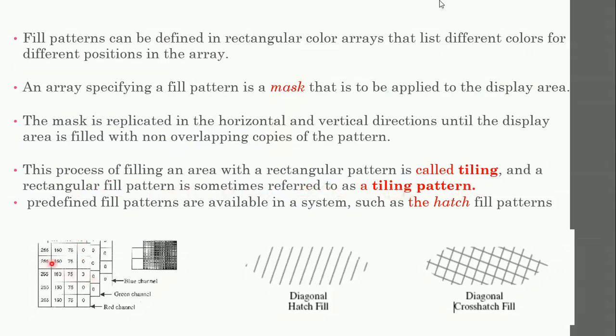Another way you have is predefined fill patterns. We also have, in graphics, some predefined fill patterns that we call hatch fill patterns. See, this is one kind of diagonal hatch fill pattern you have in graphics. Similarly, this is only a single line. If you want a cross line, then you have one more pattern, called diagonal cross hatch filling. So these are the different kinds of fill patterns you have in graphics.